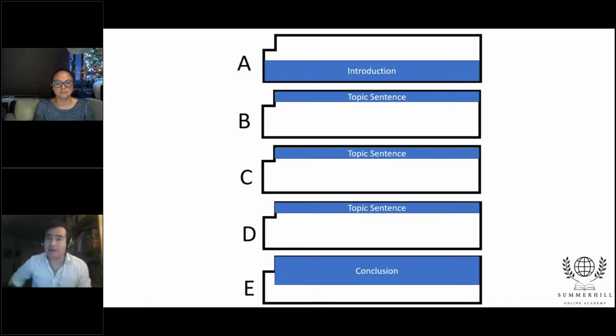So you might want to read the last two sentences of the introduction. You might selectively read the first sentence of each body paragraph, and you might selectively read the first sentences of the conclusion paragraph as well. So you're selectively focusing where you're going to put your attention.